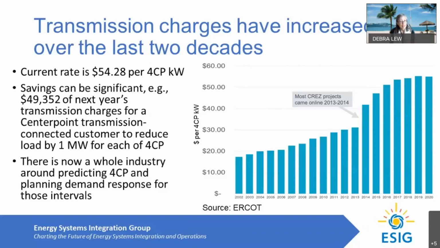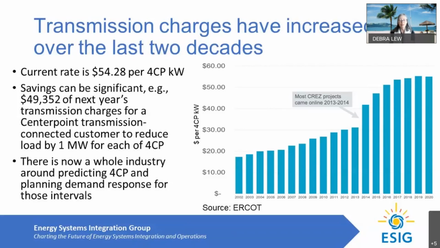The savings that a customer can have by trying to reduce their usage during these 4CP periods can be really significant. So let's just take this example of a transmission connected customer in a CenterPoint territory. If they can reduce their load by 1 megawatt for each of the 4CP intervals, they could save $49,000 for the following year. Right? That's based on their transmission charge, their transmission cost recovery factor. So there's a significant potential savings here, and there's now a whole industry that's around predicting when 4CP is going to happen, and then helping customers plan demand response for those intervals.